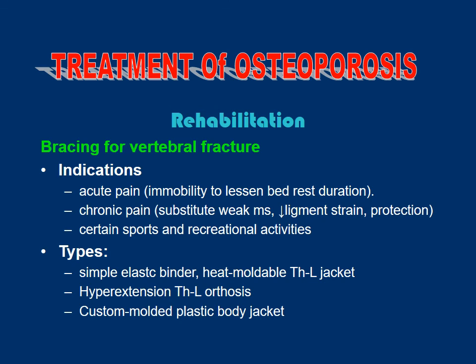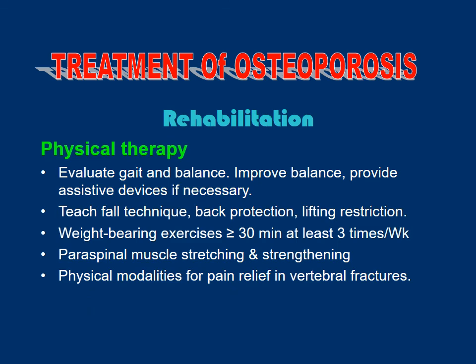Types of vertebral bracing: we have the simple elastic binder, and the heat moldable thoracolumbar jacket, and we have the hyperextension thoracolumbar orthosis, which keeps the spine in a hyperextension attitude to guard against kyphosis, which is very common in osteoporotic patients. And finally, we have the custom molded plastic body jacket, which is tailored to the patient's body.